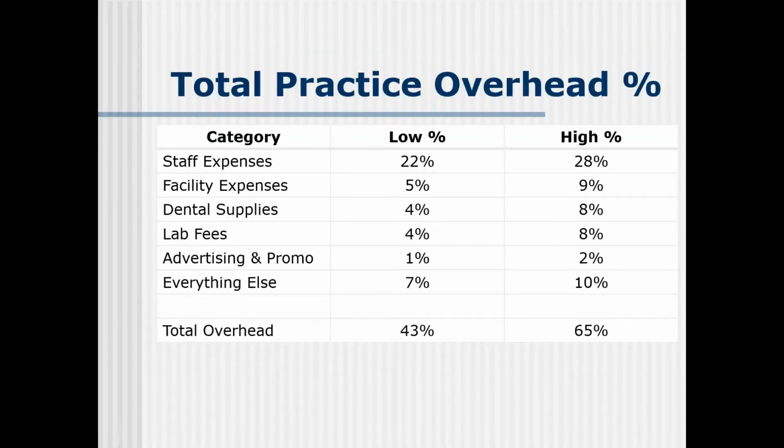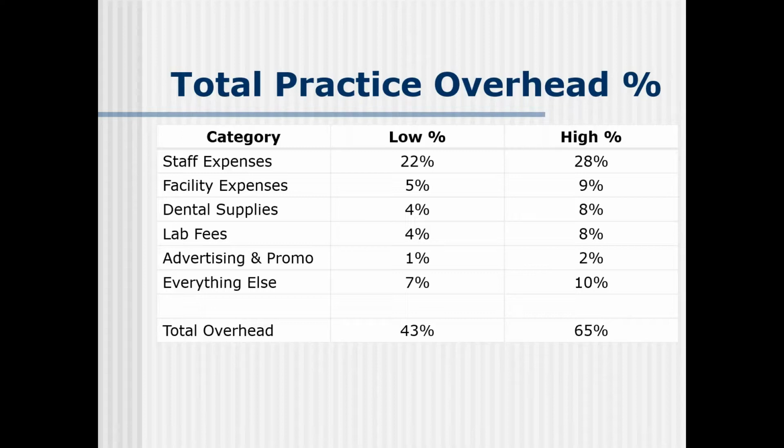And let's just look at a quick recap. I know I went through this pretty quickly, but basically, here's the range I put for each of these expenses. Staff expenses, remember, ran between 22 and 28% of collections. Facility expenses ran between 5 and 9%. Dental supplies ran between 4 and 8% of collections. Lab ran between 4 and 8%. Advertising and promotion generally runs between 1 and 2%. And everything else runs between 7 and 10%. So the frugal dentist who really keeps an eye on his or her overhead can get overhead below 45%. And we do have general dental practices whose overhead comes in below 43%, below 45%.